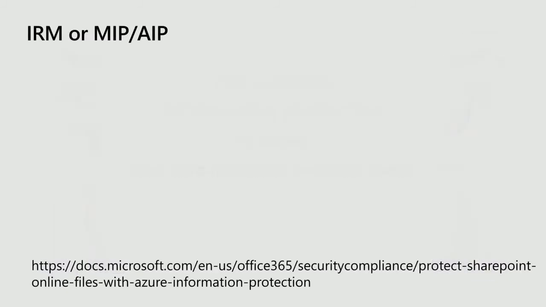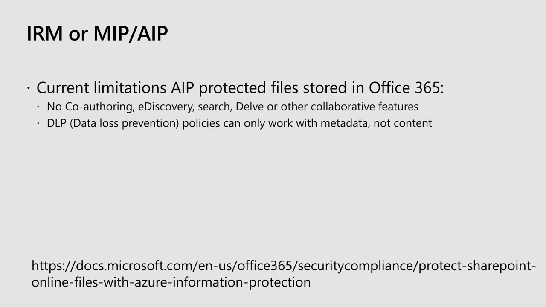When you start to use information protection, it will suddenly be encrypted. And with the current version, the current limitation is that if the files are protected, you will not get co-authoring, e-discovery, search, delve, or other collaboration features. You cannot use data loss prevention except on metadata that's not encrypted. So that's the reason why we need to know that this is here. But I will actually show you something that will make it feasible to survive without IRM, but with IRM-like features. And it will be supported at some time, but currently not.